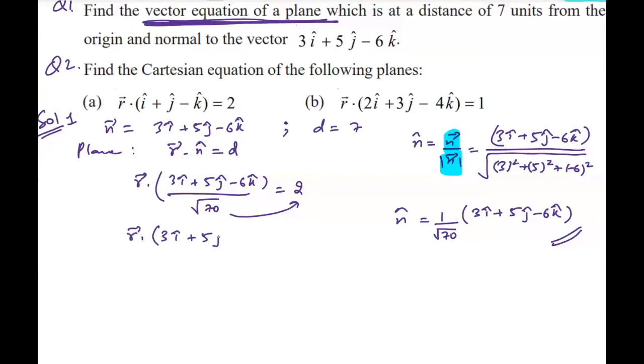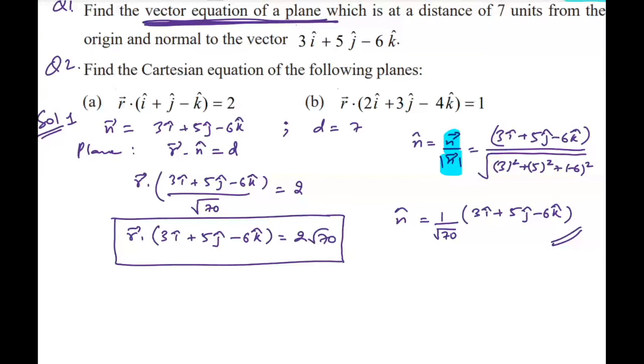Now this is the vector equation of plane. Sagun, can you see this expression? Yes, sir. Beta, what will be the Cartesian equation of plane? How to convert it? Instead of r, I'll put x, y, and z. Or we can directly write 3 into x, 3x, then 5 into y, 5y, then minus 6 into z, minus 6z, equals to 2 root 70. So this is the equation of plane in Cartesian form. Is it clear?